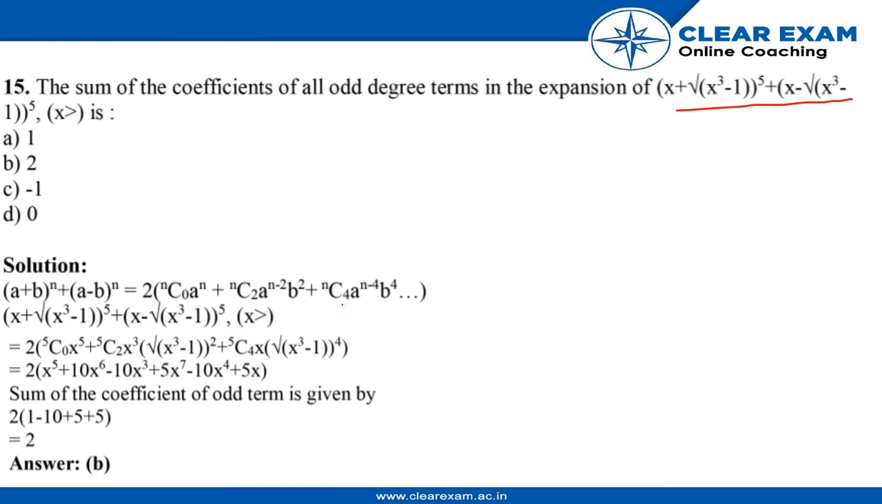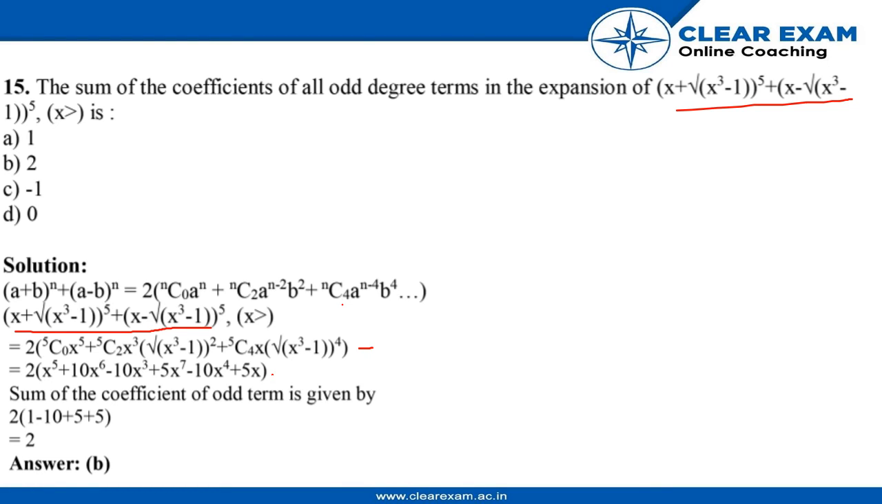After using this identity, we will apply it to this equation and we will take 2 as common, with 0 to 5 as the limit, the first coefficient x to the power 5 plus 5C2 x to the power 3. And similarly, after simplifying all the coefficients, we're going to find that 2 into x to the power 5 plus 10 into x to the power 6 minus 10 into x to the power 3 plus 5 into x to the power 7 minus 10 into x to the power 4 plus 5x.